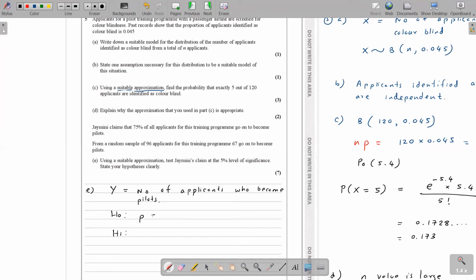H1 is P equals to what? Definitely H1 is in the form P equal, right? 0.75. And then how do we go with H1? Do we say P greater than, P less than, or P not equal?